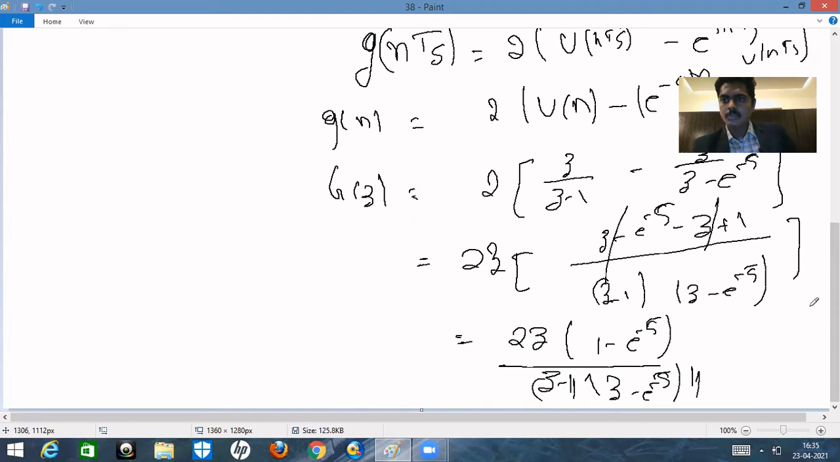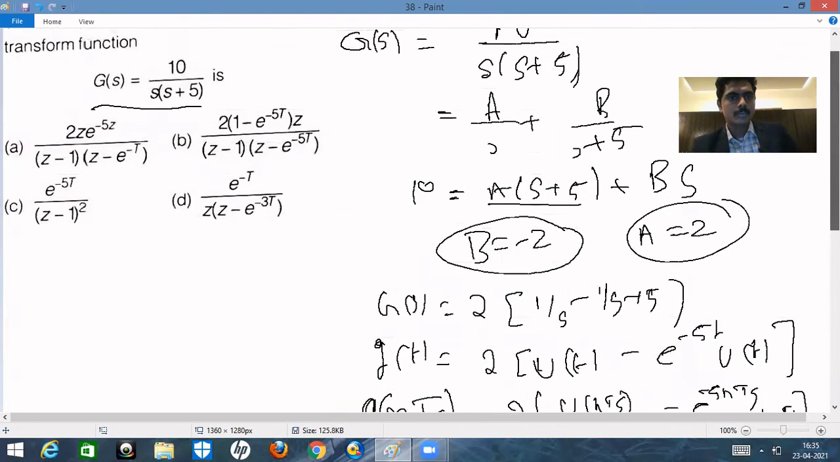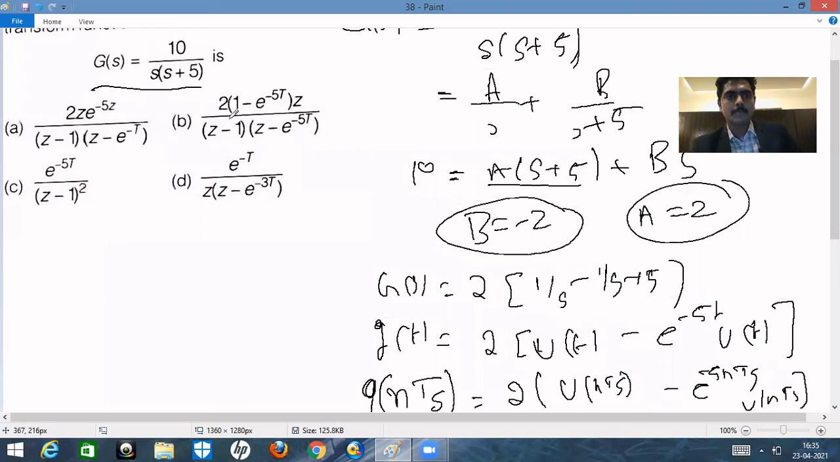Okay, so you can easily say the answer. 2z into 1 minus e power minus 5 divided by z minus 1 into z minus e power minus 5, which is nothing but answer B simply.